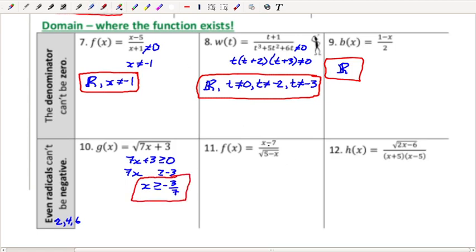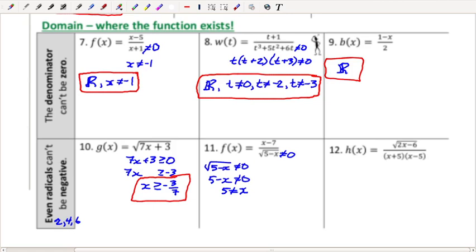Number 11, now we're combining those two things. We've got a root here, and we've got a denominator. So let's take them each one at a time. Let's start with the denominator. We can't have that equal to 0. So root 5 minus x is not allowed to equal 0. Square both sides to get 5 minus x not equal to 0. Move the x, and I've got x is not equal to 5.